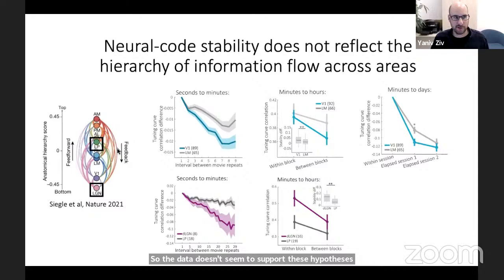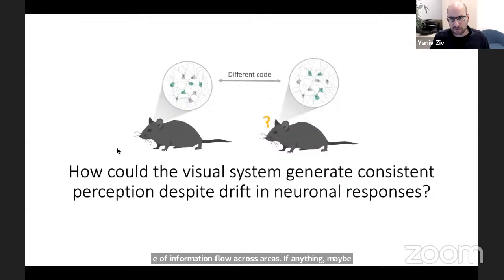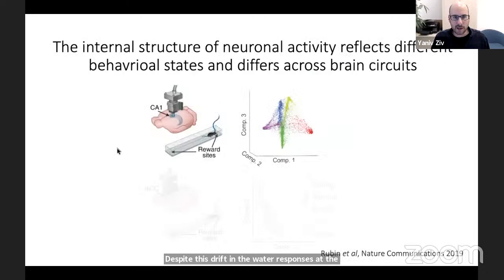Now, given what I showed you so far, we now ask, how could the visual system generate consistent perception despite this drift in neuronal responses at the individual cell level? In a recent study from our lab, Alon Rubin analyzed calcium imaging data from the hippocampal CA1 of mice that ran back and forth along a linear track, just like I showed you in the beginning.